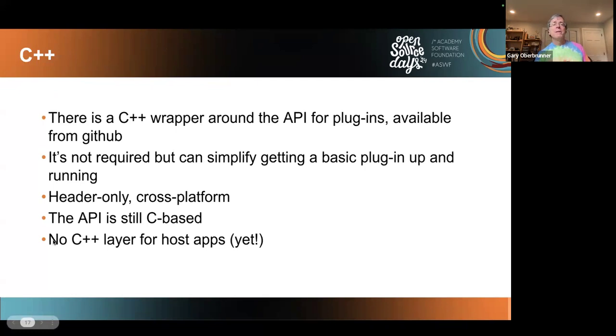There is also a C++ wrapper around the API. This is built as part of our CI build. You can just download it and use it, or you can build it yourself as well. It's on our GitHub. It's definitely not required, but some people like it. It can simplify getting a basic plugin up and running. The API is still C-based, but you can use that C++ wrapper to simplify things.